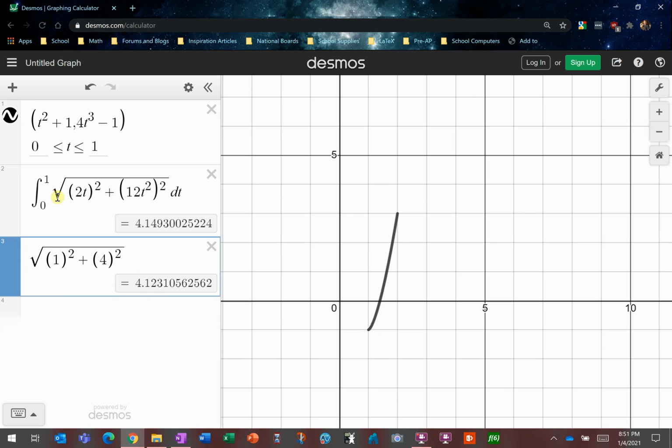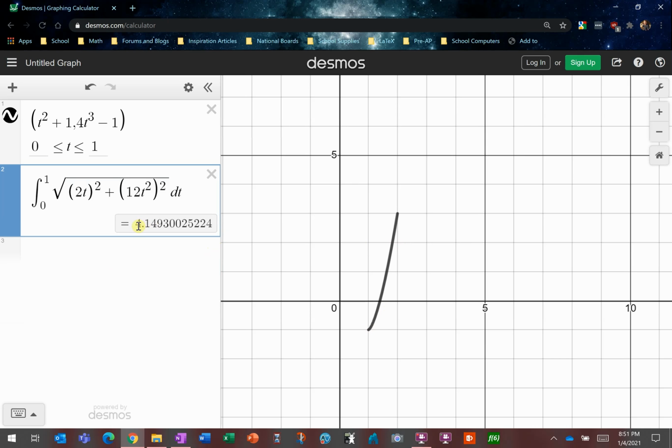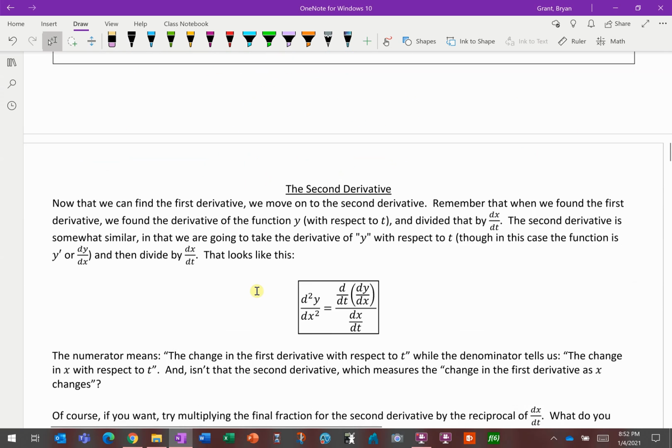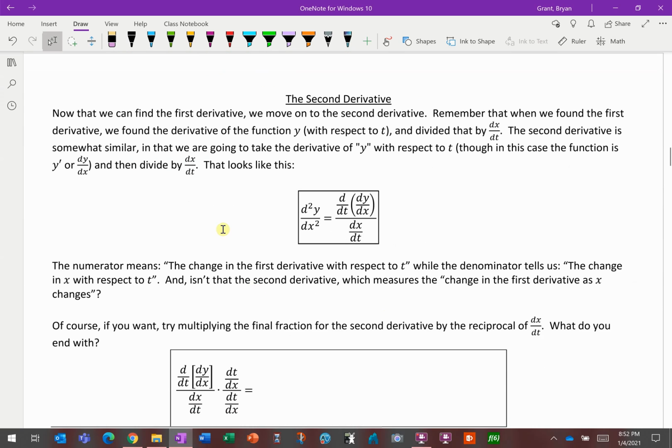And so, in fact, I have the actual value of the integral up here, which is 4.14. But you can see just by treating this as a straight line that we could get a pretty good approximation. But the exact length is 4.1493. Nothing bad at all. All right, let's go ahead and move on to our last part of today, the second derivative.